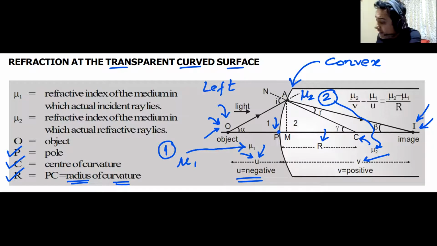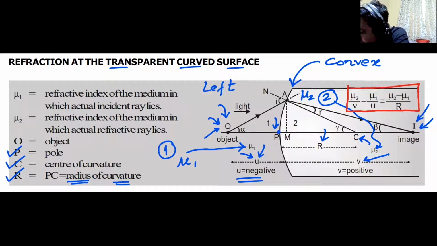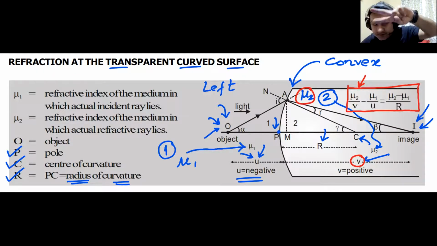Yes, sir. Then we have this formula over here, which I am going to mark in red. This is the formula which we need to remember. Mu2 divided by V. Remember, this V is also in the refracted medium, which is marked by red. Mu2 by V: Mu2 is the refractive index of the second medium, and V is the distance of the image from the pole P in the second medium.